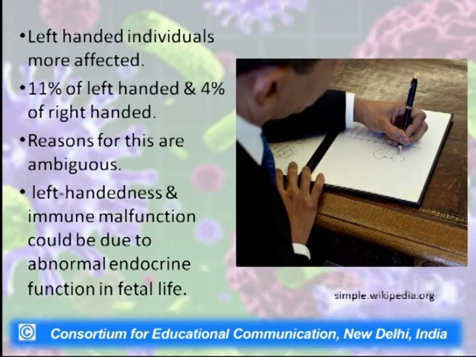Now, another very important finding is that left-handed individuals are also more affected. 11% of left-handed and 4% of right-handed people are found to be suffering from autoimmune disorders. Now, again, the reasons behind this are ambiguous. Left-handedness and immune malfunction may be due to abnormal endocrine function in fetal life, but we do not know for sure why left-handed people are more afflicted with autoimmune disorders.